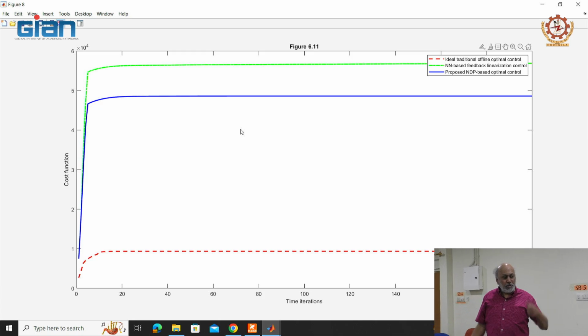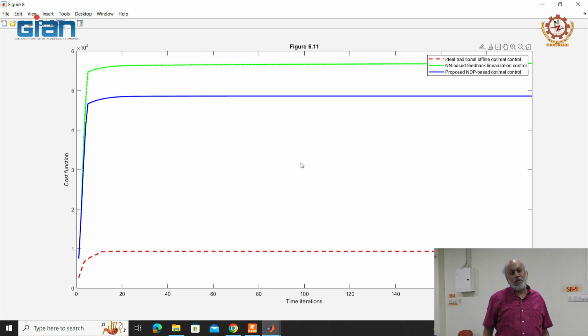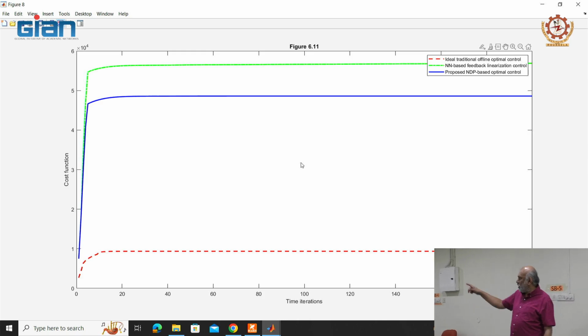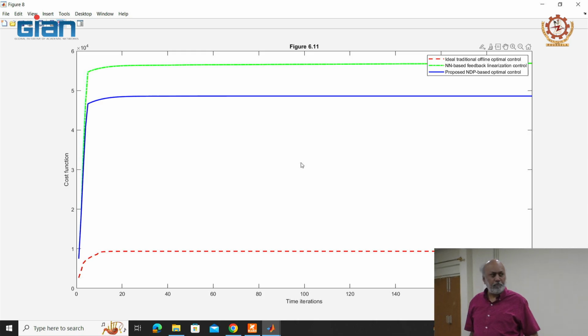So V hat will become V star at every point, and therefore u hat will become u star because you're using partial V star over partial x. Remember that in the control input calculation. That's exactly why. You see? So that's why you have three curves. They're different, yeah. Okay? Alright.